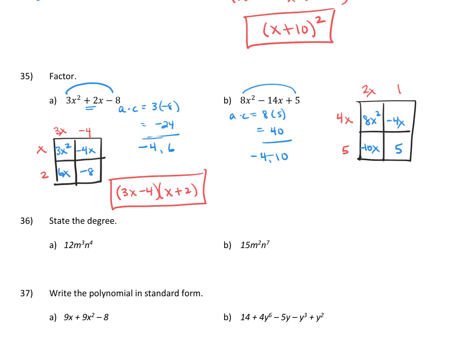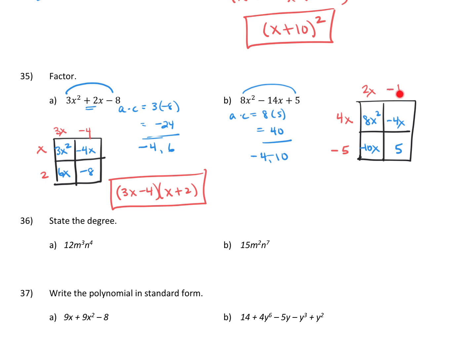To get this to be a negative 10x, we need to bring in a negative. Well, we know that we want both of these to be positive because that's how we get that positive 8x squared. So why don't we go ahead and make this a negative 5? So it's 2x times negative 5, negative 10x. There we go. All right, how about 1 times 4x? Is that negative 4x? That's not. So why don't we bring in a negative with that 1?